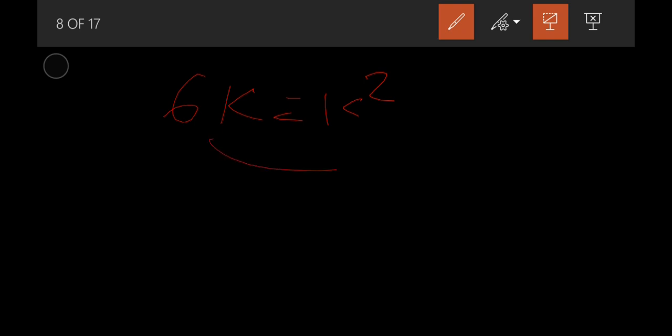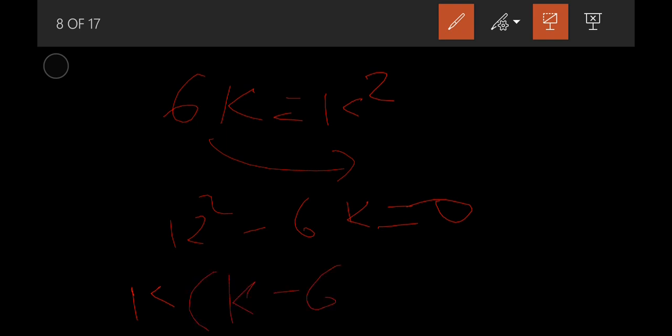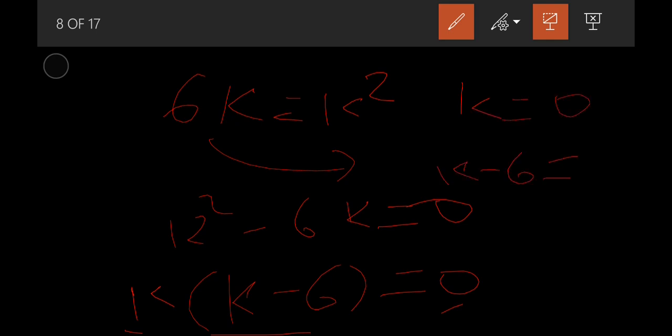If you move 6k here, then we get k square minus 6k is equal to 0. Then we can take k common, and we get k times k minus 6 is equal to 0. Now we put both terms equal to 0, so k is equal to 0 and k minus 6 is equal to 0, then k is equal to 6. So we find k is equal to 0 and k is equal to 6.